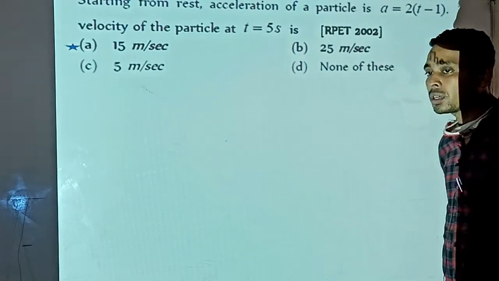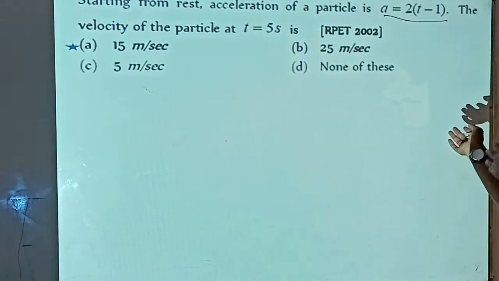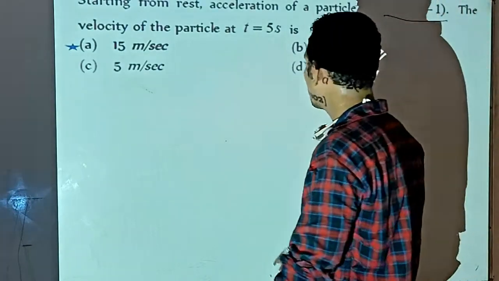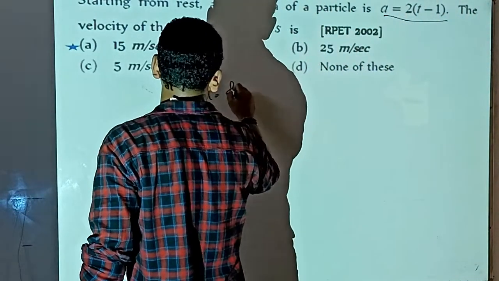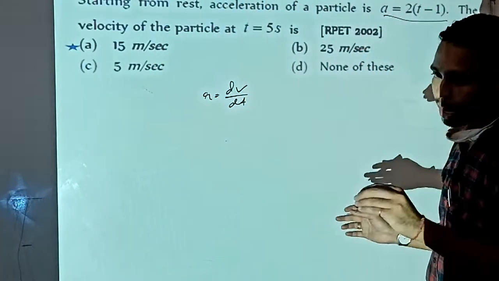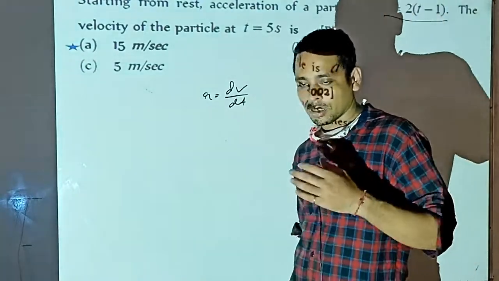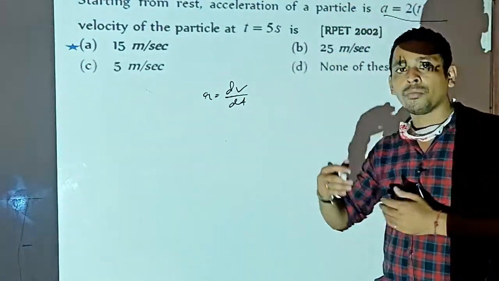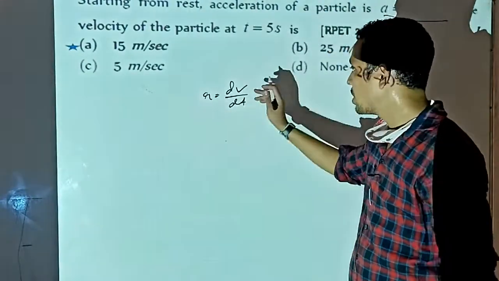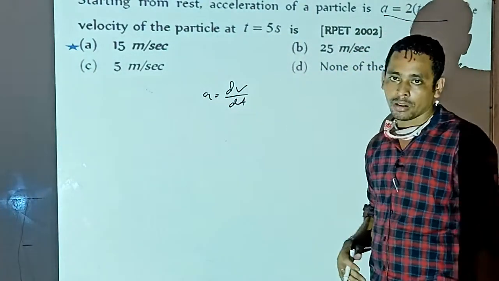So acceleration is given. I am just giving you the trick: how can you come back from acceleration to velocity? Acceleration is given by a is equal to dv divided by dt. You have to remember this formula, because when v is given you can easily find the acceleration, but when acceleration is given, you have to come back from acceleration to velocity.